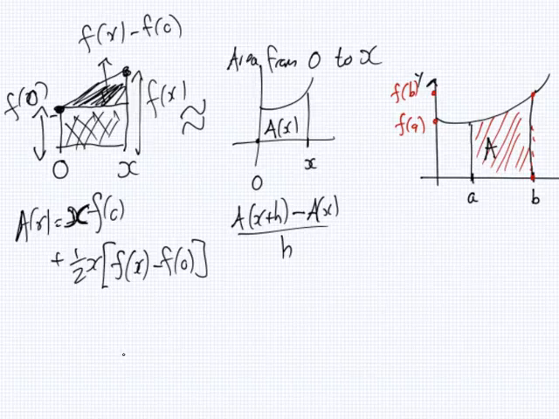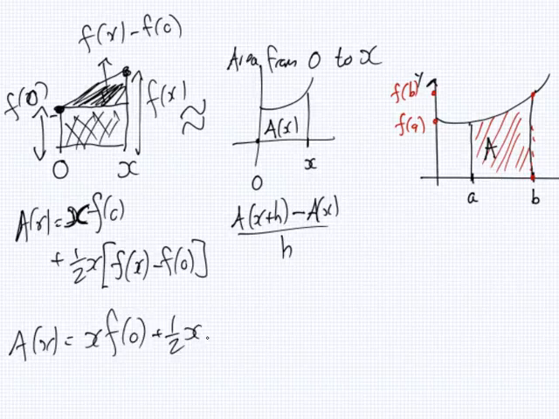You need to focus, because if I'm having trouble keeping track of what's going on here, you're definitely having trouble. So no talking, just watching. You got that? Okay. So I'll just write this out again a little bit neater. A of x equals x f of 0 plus a half x f of x minus a half x f of 0.